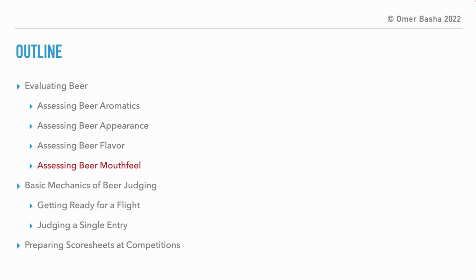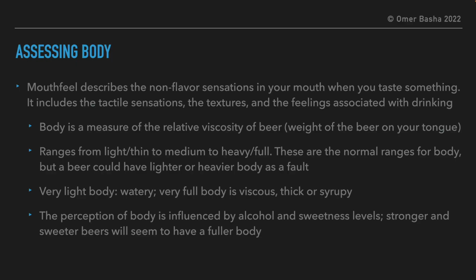And now, after discussing the flavor evaluation, we move on to evaluate the mouthfeel of the beer. Mouthfeel describes the set of sensations that are not flavor in the mouth when we taste something. This includes the tactile sensations, textures, and other feelings associated with drinking. The first sensation to evaluate is body. Body is a measure of the beer's relative viscosity or its weight on the tongue. The body can be light or thin, medium or heavy, or even full. These are the normal body ranges.